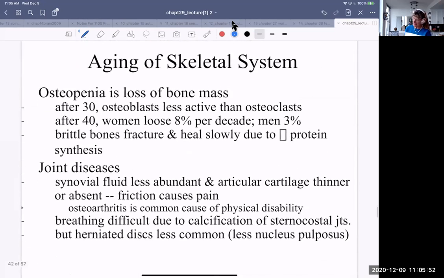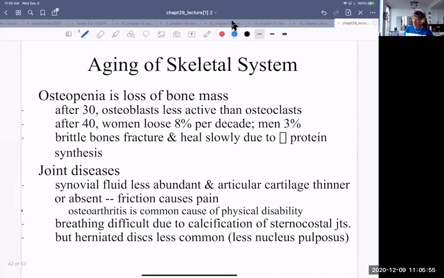Okay. Aging of the skeletal system. Osteopenia is the loss of bone mass. So after age 30, osteoblasts, those are the cells that make bone, are less active than osteoclasts. Those are the cells that degenerate bone in order that remodeling can occur. So after 40, women tend to lose about 8% per decade and men 3%. Brittle bones can fracture more easily and heal slowly due to a decline in protein synthesis.